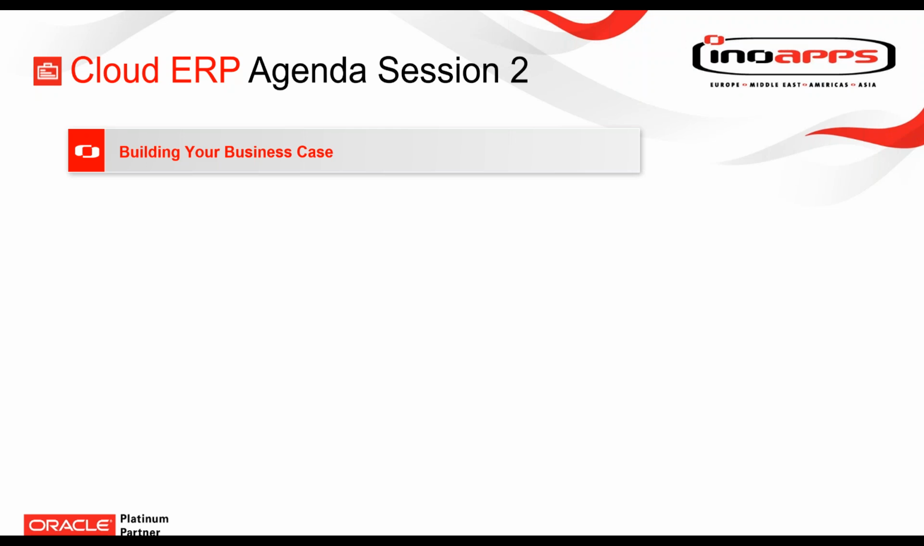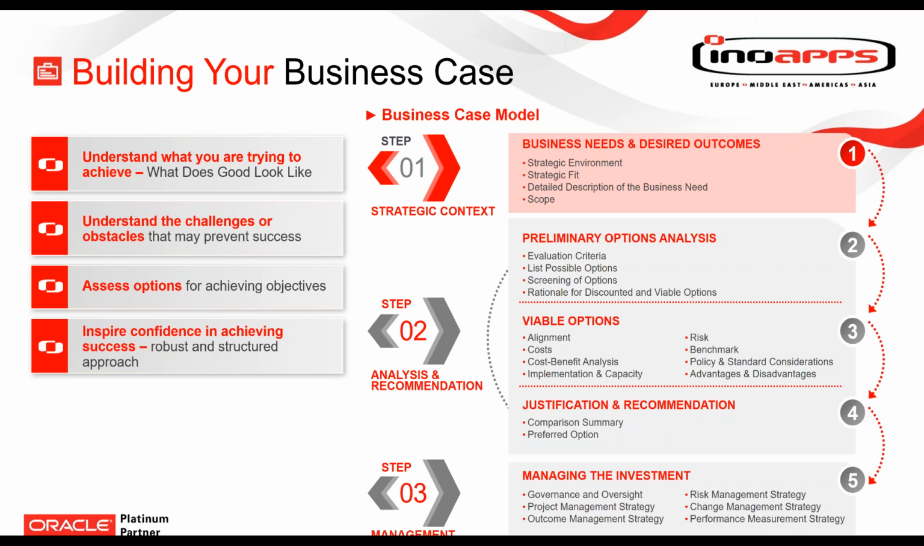The last thing, which can be done as part of the readiness assessment or a separate exercise, is to look at building your business case. Within a business case, the key aspects are: what does good look like, understanding what you're trying to achieve, because you need to articulate that in the business case. So is the desired outcome a strategic fit, a strategic environment, and also a detailed description of what the business needs are, and then also start to pull together a scope.